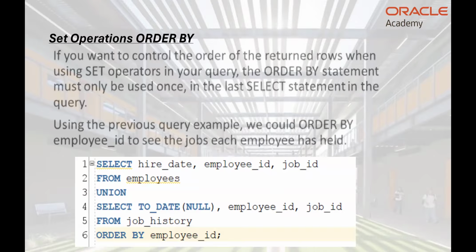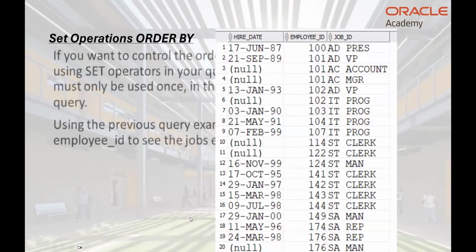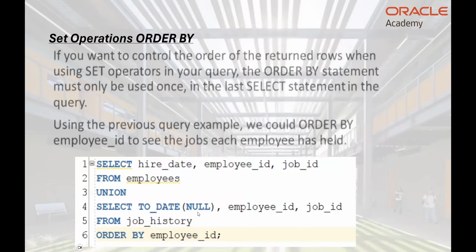So, set operations and order by. If you want to control the order of the returned rows in a set operation, you can use an order by. Remember, it's always the last thing that will show in your query, even in a set operation query. So if we use the example from before and then include an order by, let's read this query so we understand the results. We're going to order by employee ID.